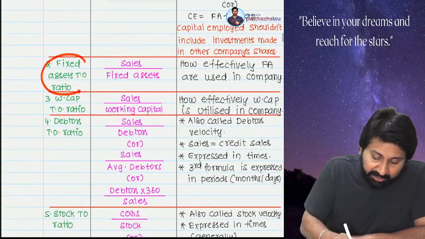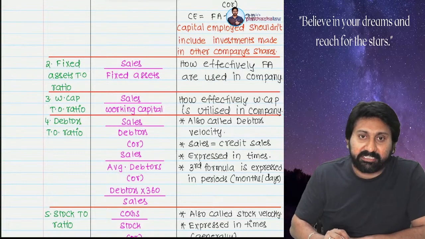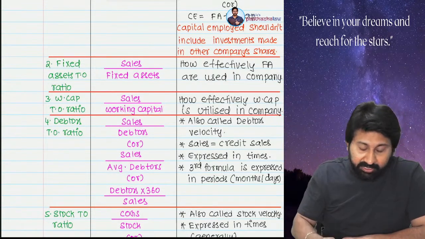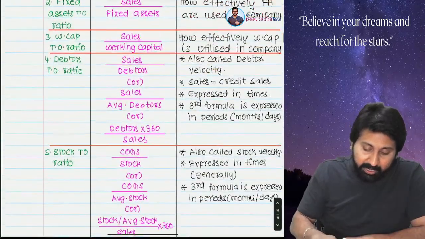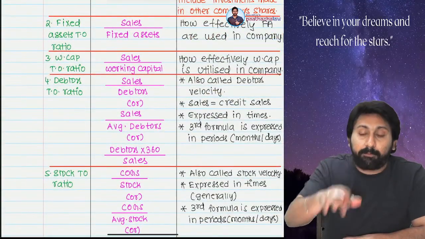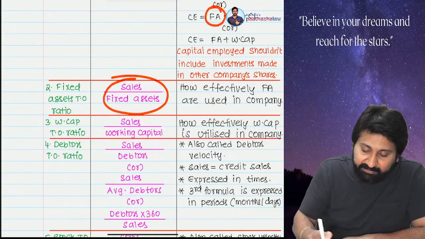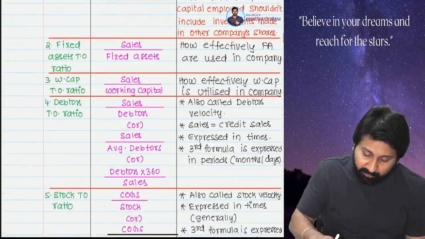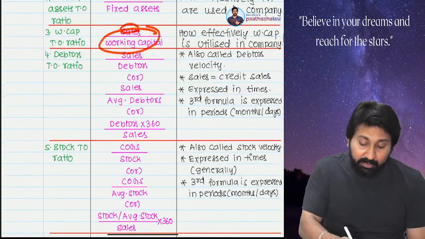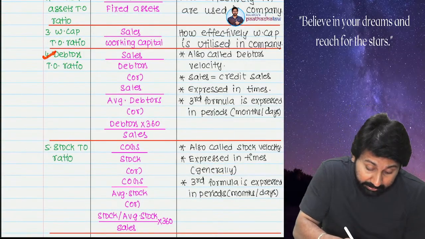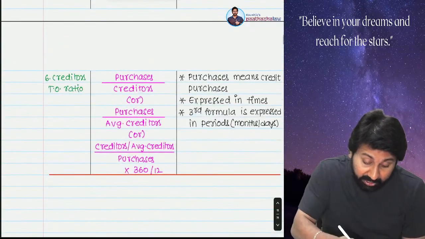Next, fixed assets turnover ratio. Capital turnover ratio is sales by capital employed. In capital employed, some amount I will put in fixed assets. That's the fixed assets turnover: sales by fixed assets. Working capital turnover: sales by working capital. Very, very important. The most important ones: debtors turnover, stock turnover, creditors turnover.